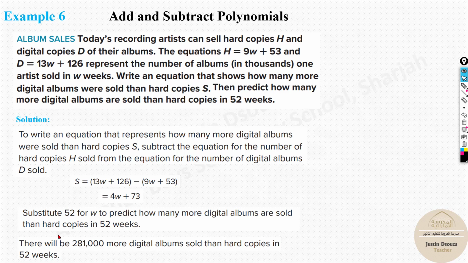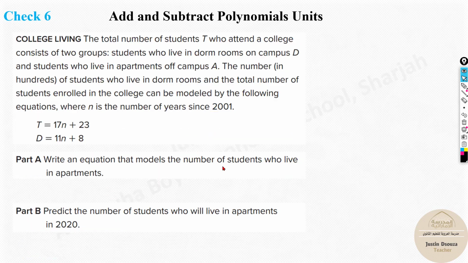Now you can just think about yourselves. Who generally takes hard copies? It's very, very less. You would prefer a soft copy because you don't have to keep it in storage or this or that. You can just put it in your phone or something. So generally everyone uses digital copies, and if this album is sold over 52 weeks, you can see digital albums dominate by 281,000. So that's how we solve this.